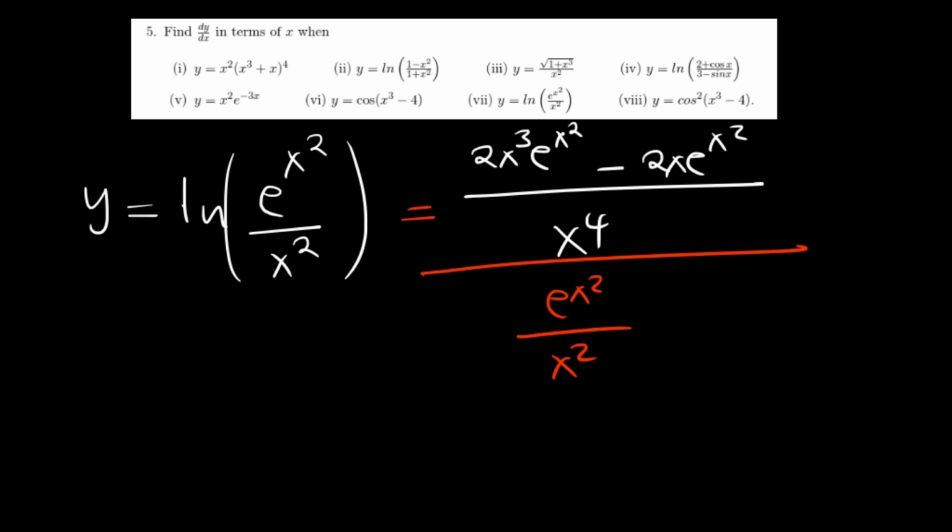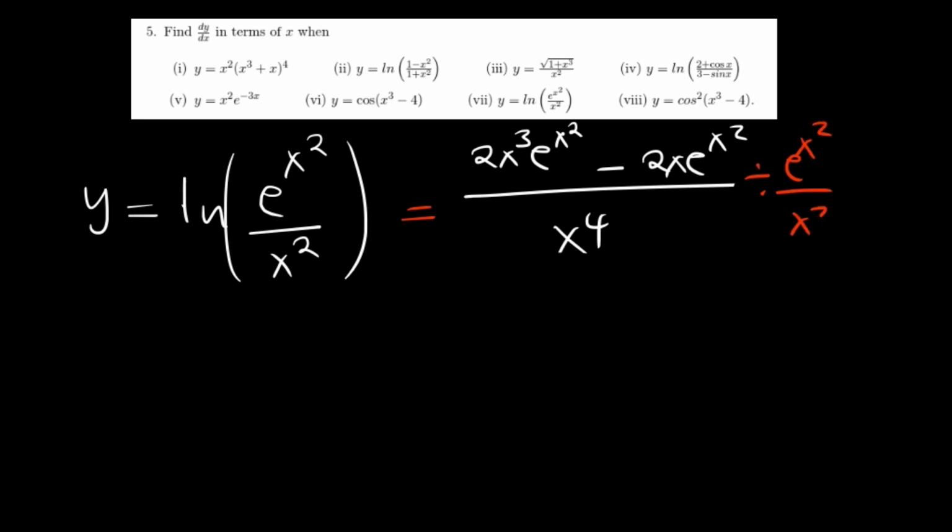Now I've already shown you that dividing by something is as good as multiplying by the reciprocal, right? So if we're dividing by e to the power x squared over x squared, it's as good as multiplying by the reciprocal, meaning that you swap them. So it's the same as multiplying by x squared over e to the power x squared. Okay, so let's move to the next step. If you do just that, let's see what you're going to have.